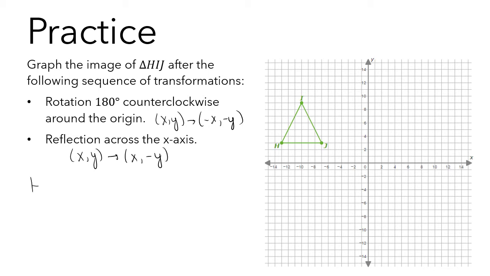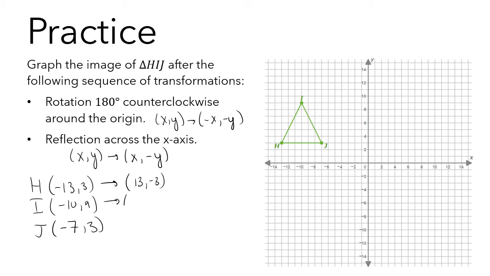Let's write out each of the coordinates for H, I, and J. The coordinate of H is going to be (negative 13, positive 3). The coordinate of I is going to be (negative 10, positive 9), and then J is going to be (negative 7, positive 3). So first we'll do the rotation 180 degrees, changing both of the signs, so this will become (13, negative 3), (10, negative 9), and (7, negative 3).